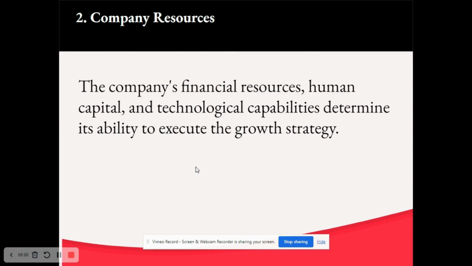So you need to factor in: do you have the necessary human resources to execute this growth strategy? Do I have the necessary financial capability to execute this growth strategy? You need to consider all these things when you are working on your growth strategy, and also when you try to implement whatever type of growth strategy you want to adopt.